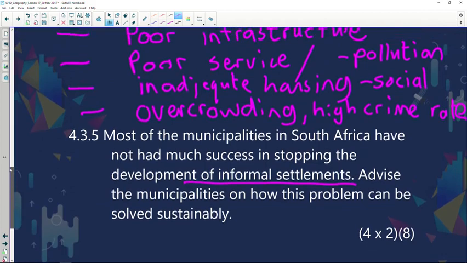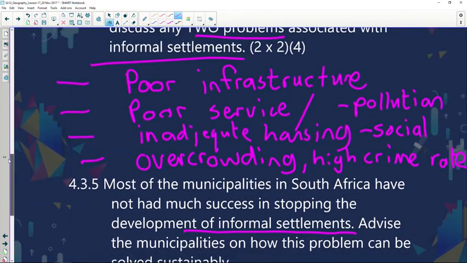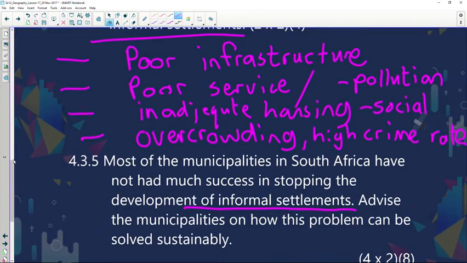Now, if we look at it, we looked at the reasons why, what happens with these informal settlements. They build poor infrastructure, the crime rate might increase, we've mentioned social problems, overcrowding, and there's poor service delivery because of the high concentration of people. Now, this question over here is your typical paragraph question. Please keep in mind, I'm going to write it in point and bullet formation. When you do answer this question, please write it in paragraph formation or else you're going to get penalized.